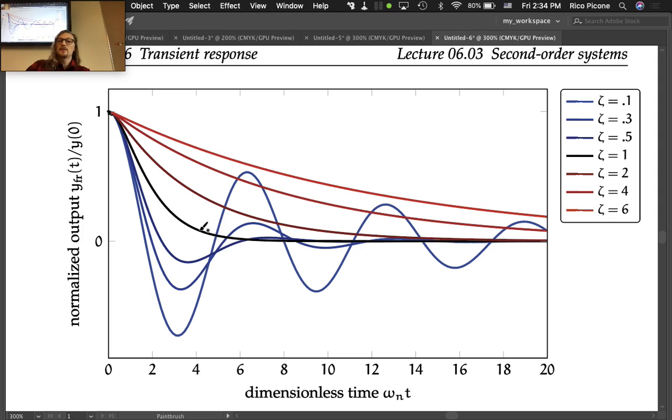Okay? As we increase damping from there to 2, 4, 6, then we get this sluggishness to the system where it responds but slowly. Okay? And those are the overdamped cases.